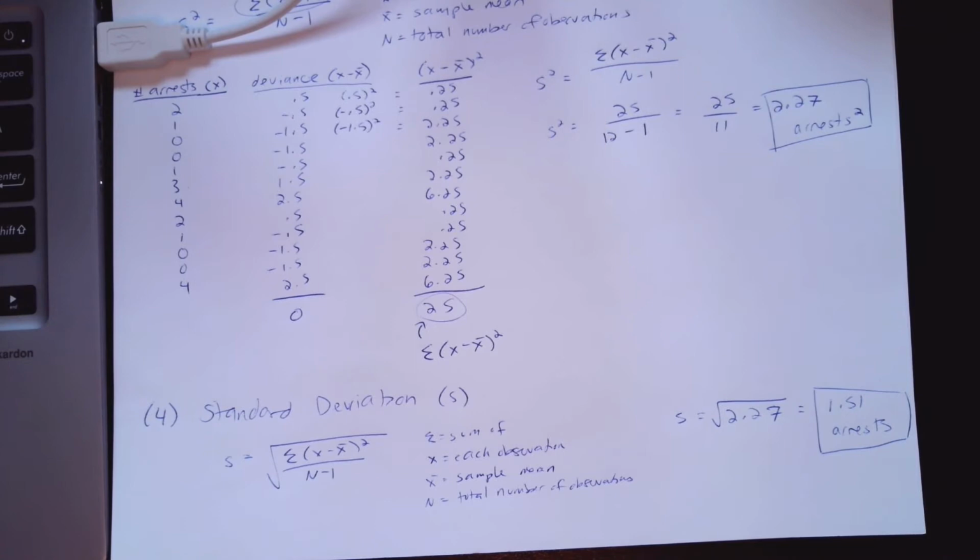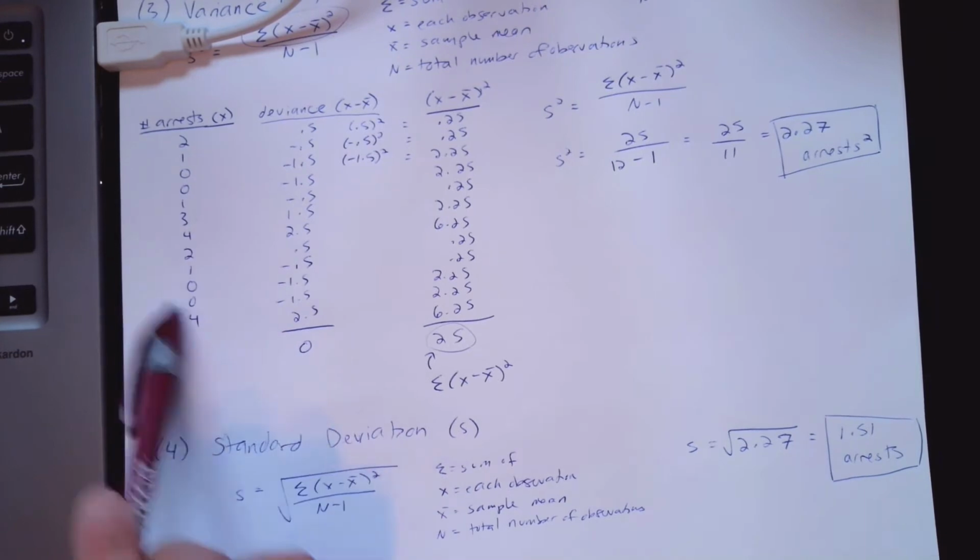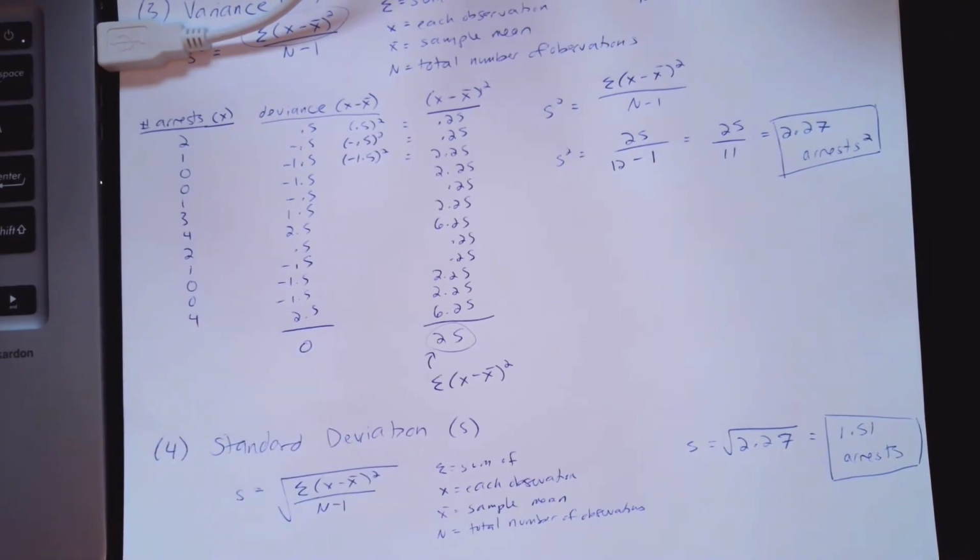And so the interpretation of this, going back to the slide, is that the size of an average deviation in our sample is 1.51. Or in other words, the average distance that the observations in our sample are from the mean is 1.51 arrests. So on average, the distance that each one of these is away from our mean of 1.5 is about 1.5 arrests as well. So this is describing how spread out our different observations in our sample are from the mean. And we're saying that on average, the size of that spread is going to be given by 1.51 arrests.